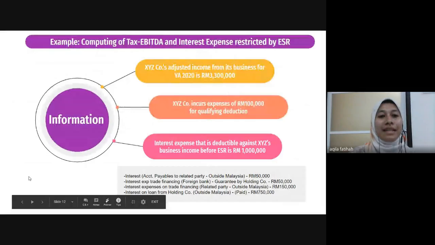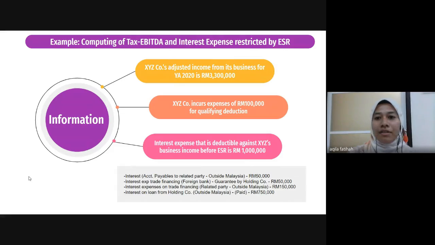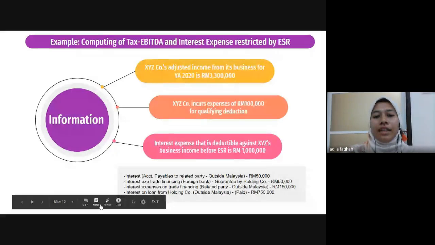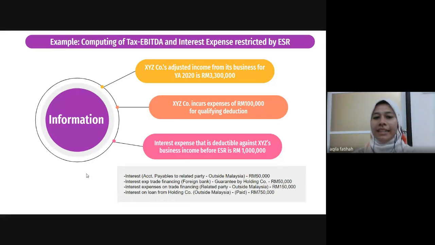Okay, so next we go to the example computing the tax EBITDA and interest expense restricted by ESR. Given the information, XYZ company's adjusted income from its business for year 2020 is 3.3 million, and their expenses for qualifying deduction is 100,000. Their interest expense deductible against XYZ business income before ESR is 1 million. So the 1 million includes all the interest expense I mentioned in the table above.